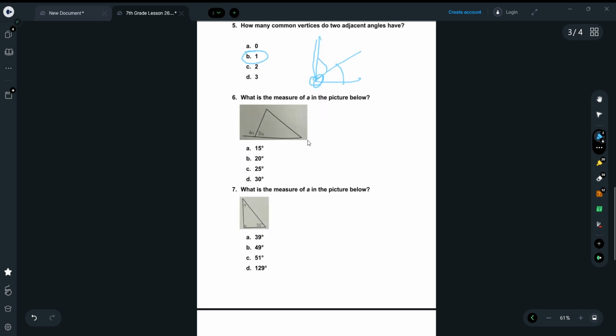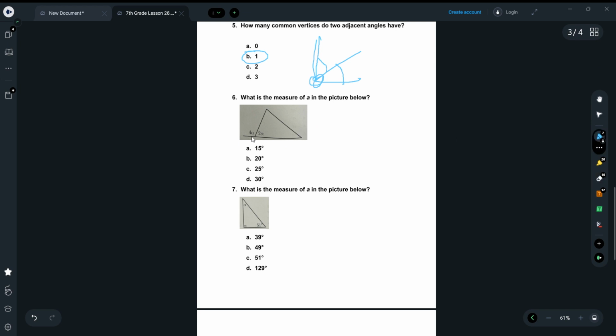Number six, what is the measure of angle A in the picture below? In the picture below, we see this. Any straight line, this degree right here, is always 180. In this picture, this line looks a little curved, but the picture was taken at an angle, so it looks like it's curved, but it's actually a straight line.